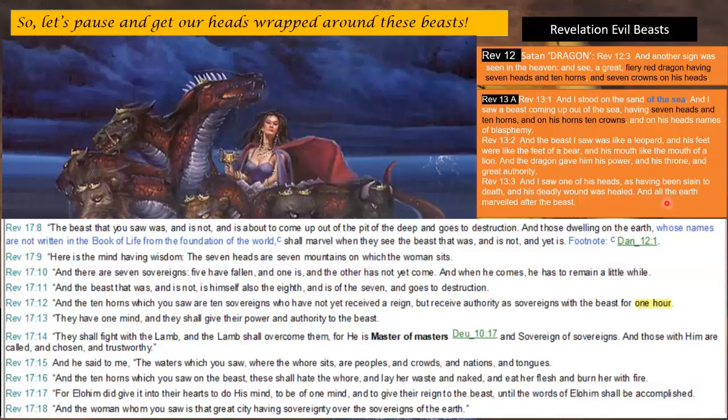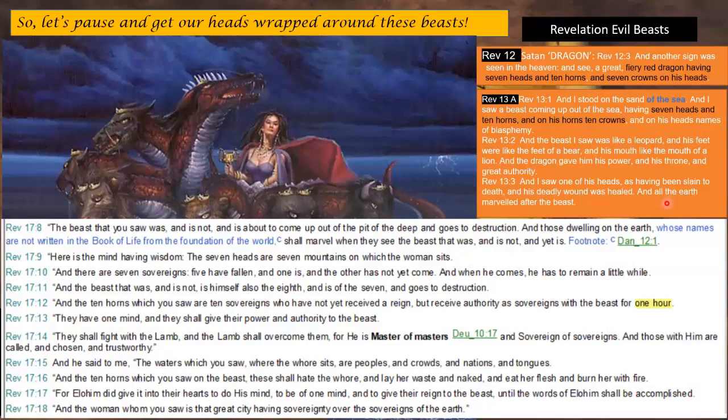So the seventh, I'm seeing as mystery Babylon, those that had come back to Jerusalem with the Babylonian Talmud, and that is the scripture that rules that land, the man-commentated scripture that rules that land. So when this seventh beast comes, which that's who I see as being the seventh beast, he has to remain a little while.